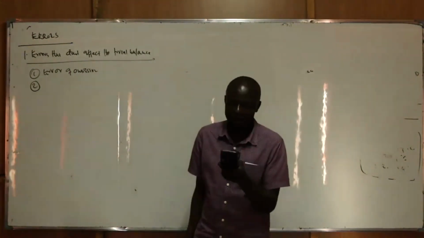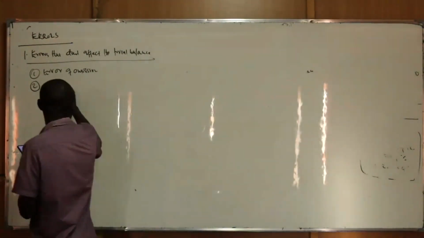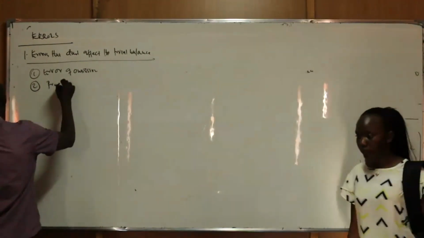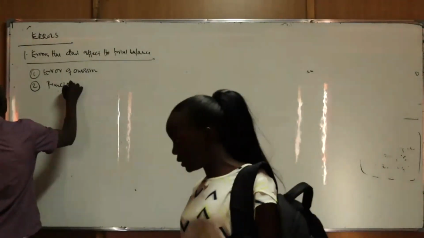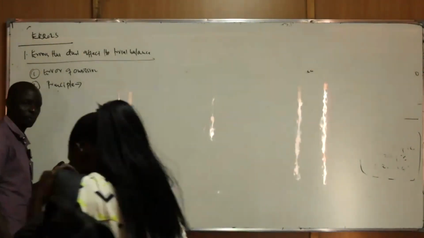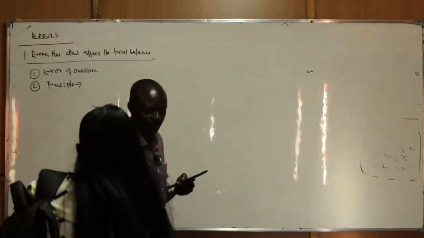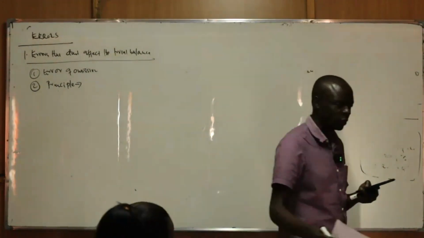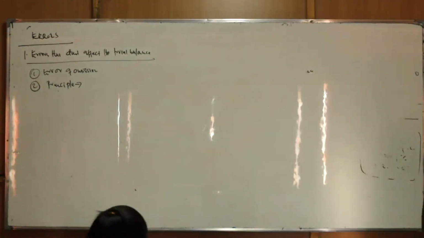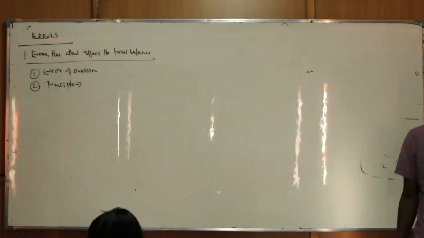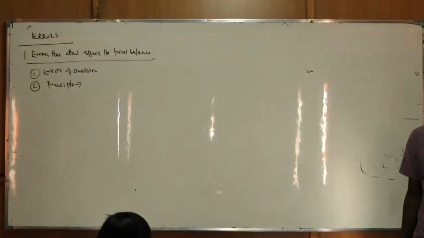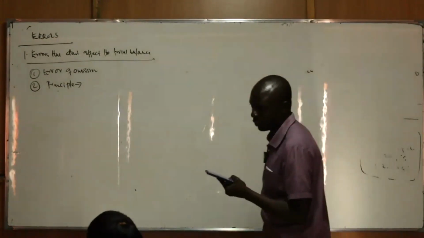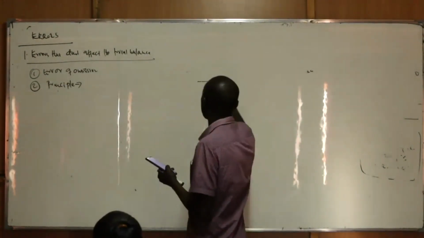Then number 2, we have error of principle. That is number 2 error. The transaction is posted to the wrong account, but of different class. Error of principle, you post a transaction to a wrong account, but of different class.